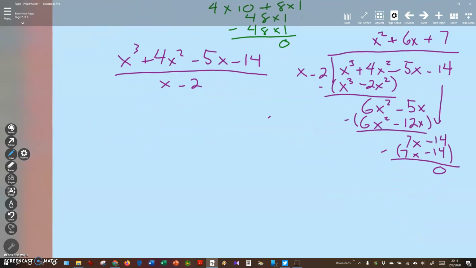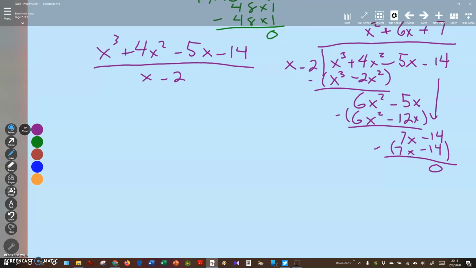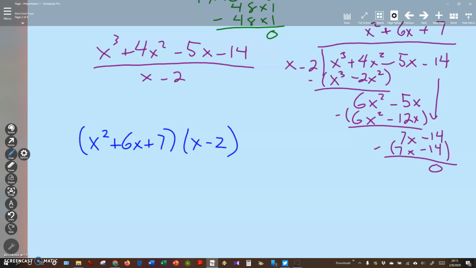So I'm going to move up and just rewrite our answer here, write our result. I'm going to switch colors. I kind of like blue right now, so let's go with our quotient, which is going to be x squared plus 6x plus 7. And we're going to find out that that times our x minus 2 is equal to our original polynomial of x cubed plus 4x squared minus 5x minus 14. And that is one way to start factoring that larger polynomial.